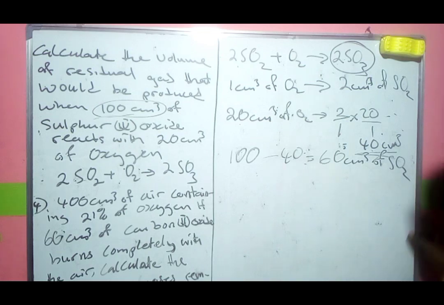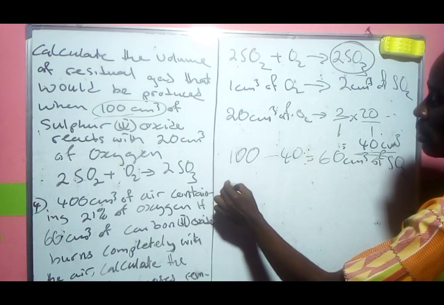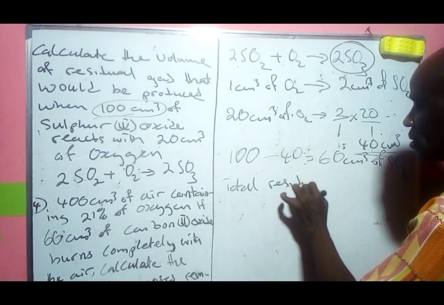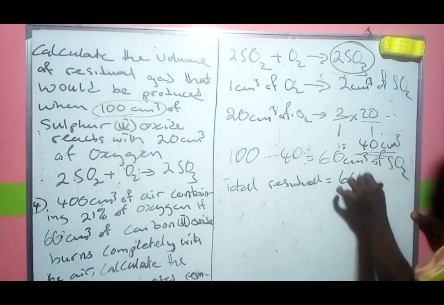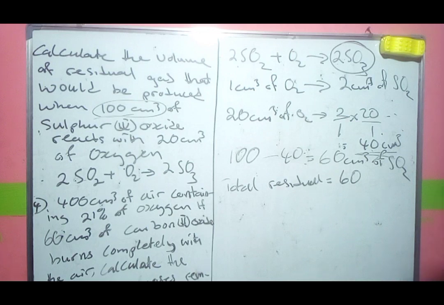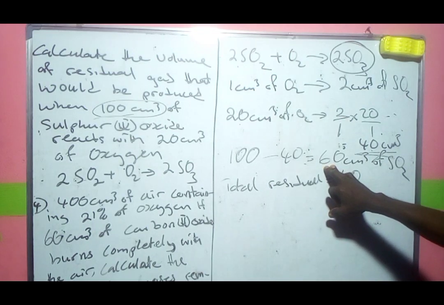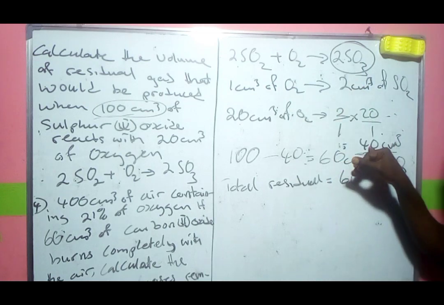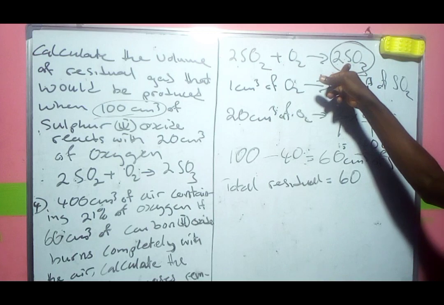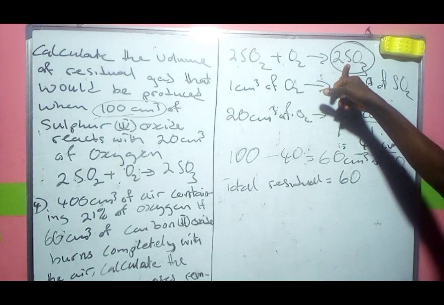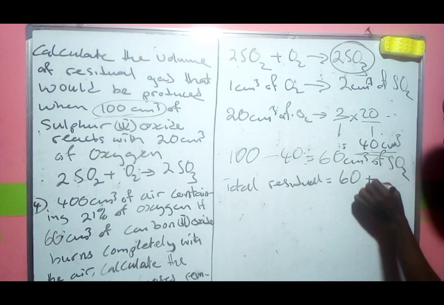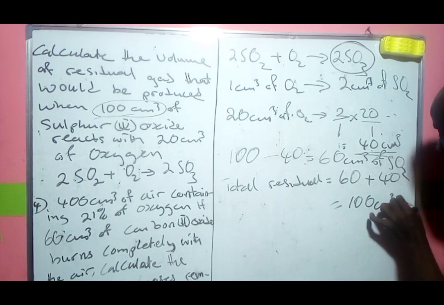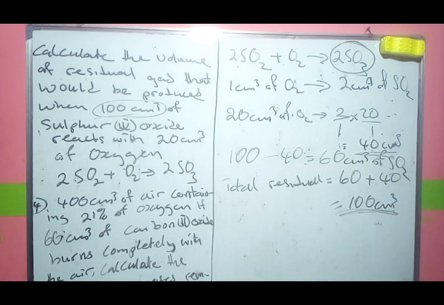So the total residual gas that we have will then be 60 of the remaining sulfur 4 plus 40 of tetrasulfur 6 gas produced. So 60 plus 40 will be 100 cm cube of residual gas.